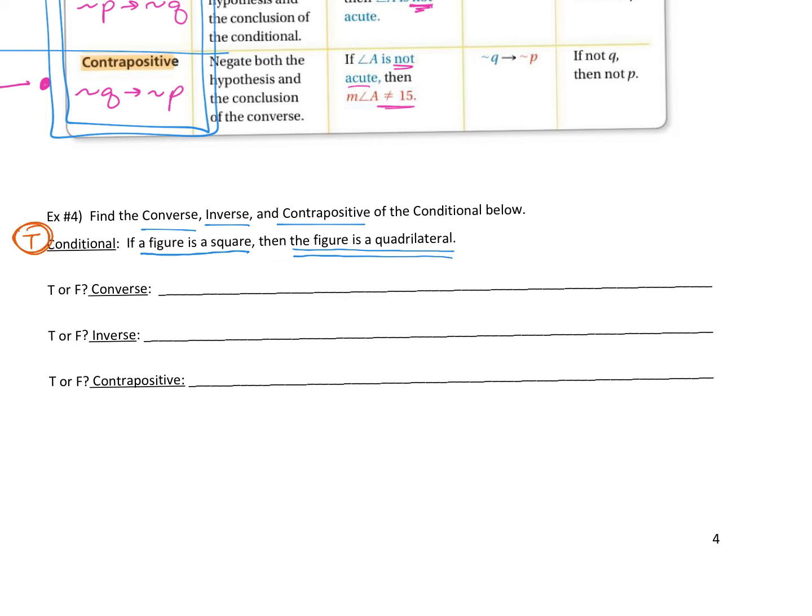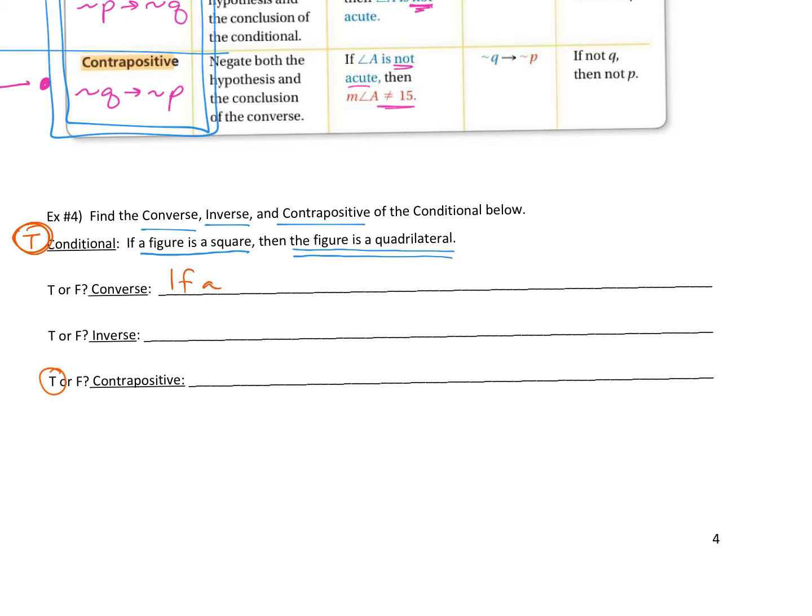So which other one of those has to be true right now? The contrapositive. We don't even know what the contrapositive says, but we know it's true. So you can circle that right away if you want, because if the conditional is true, the contrapositive will be true. I want the converse of that statement. So the statement is, if a figure is a square, then it's a quadrilateral. What's the converse? Yes, then the figure is a square. You just switch hypothesis and conclusion, right?